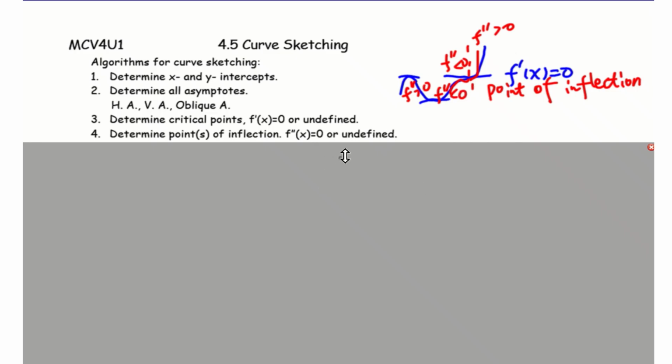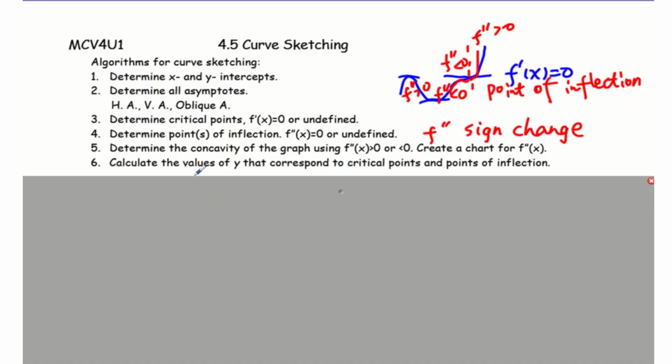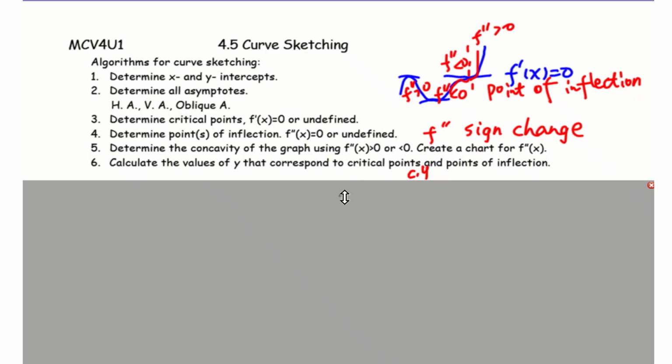So these are the definitions for critical points, and the point of inflection must have the sign change. Otherwise, we don't call it a point of inflection. If the sign doesn't change, for example this one, it will be positive on both sides. Okay. And after that, we calculate the y values of the critical points, f at c, to find those points to help us to do the graph.